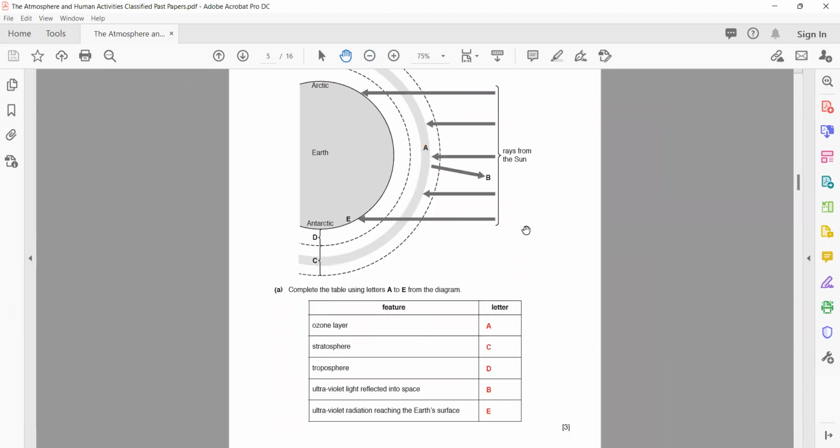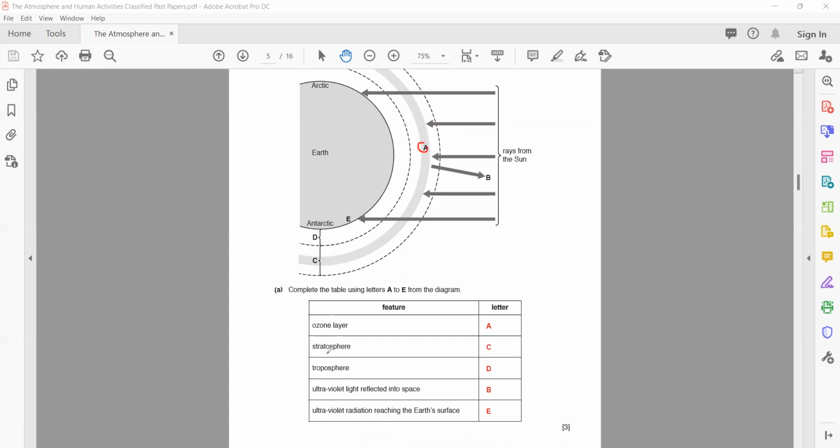See here. First one, ozone layer. Where is the ozone layer? Here, this one. And how do you know this is the ozone layer? From here you can see it is stopping here, sun rays coming here, going back here. So from here you can say there is some layer which is stopping them, that is the ozone layer. So that is A.